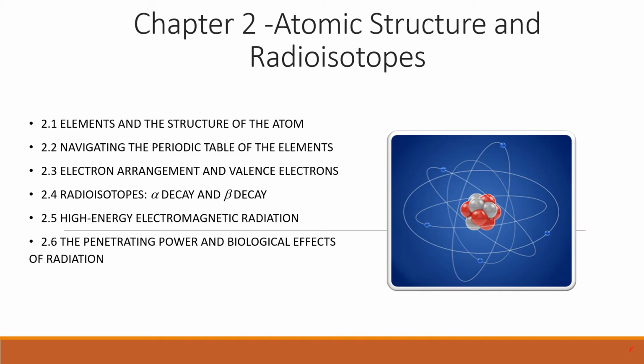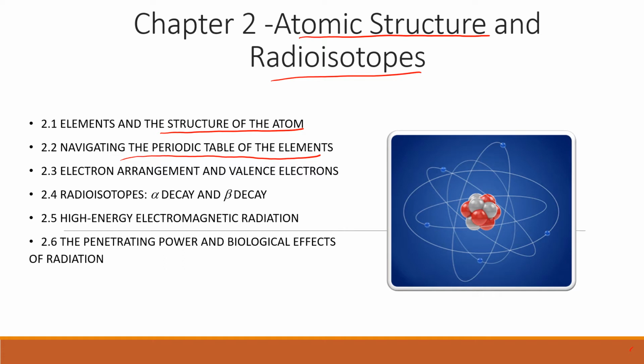Today we will learn about atomic structure and radioisotopes. In this chapter, we'll first learn about the elements, what are elements, and we'll also discuss the structure of the atom. Then we'll talk about what is the periodic table, how elements are arranged in the periodic table, and we will also discuss what are periodic properties, by which I mean how properties of elements vary within the periodic table.